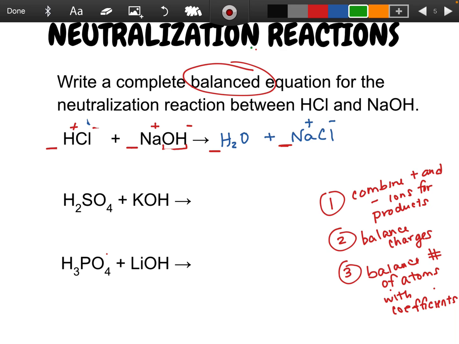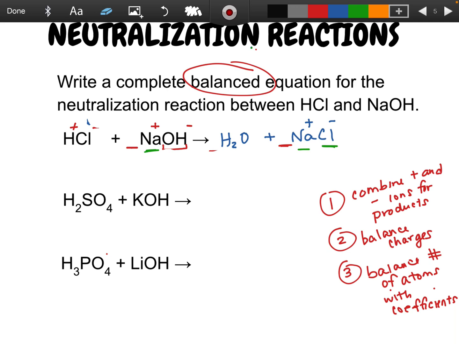All right, so if we look now for step 3 to balance the number of atoms, on the left we have one hydrogen here, and we have another hydrogen here, so that's 2. And on the right we have 2 hydrogens. I'm going to erase those so we don't get them mixed up. All right, so next would be chlorine. We have 1 chlorine on the left, 1 chlorine on the right, so that is fine. And then for sodium, we have 1 sodium on the left, 1 sodium on the right.